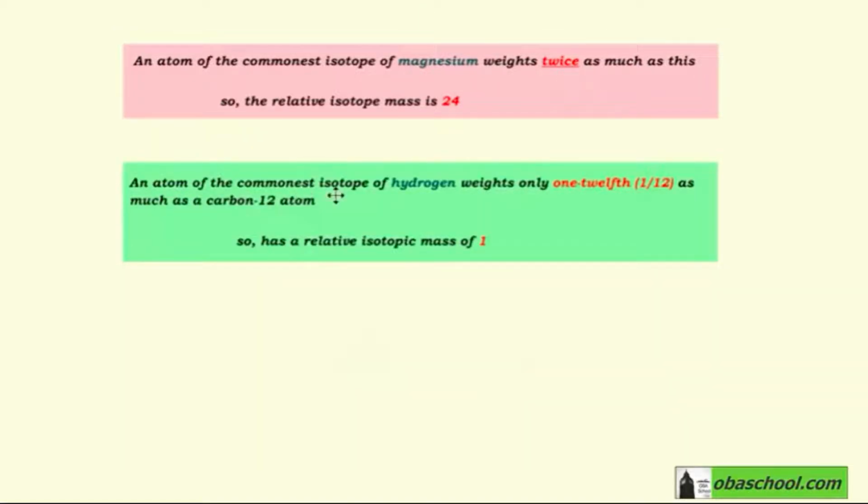An atom of the commonest isotope of hydrogen weighs only 1/12 as much as a carbon-12 atom. So one atom of hydrogen weighs only 1/12 compared to carbon-12, so it has a relative isotopic mass of 1. So the relative atomic mass of hydrogen is 1. However, the relative atomic mass of magnesium is 24. These are not required to be memorized. The numbers will be given in the question.